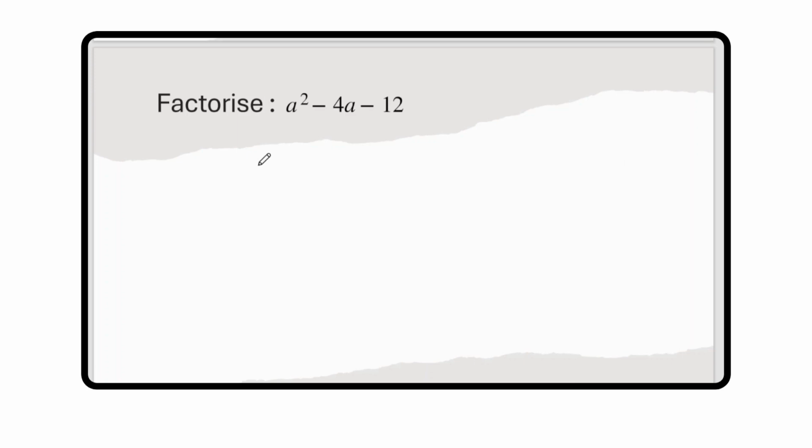a square minus 4a minus 12. Okay, so the coefficient of a square is 1. You will multiply it by minus 12. 1 into minus 12 should be minus 12. Now you are going to split 12 in such a way that you get minus 4.